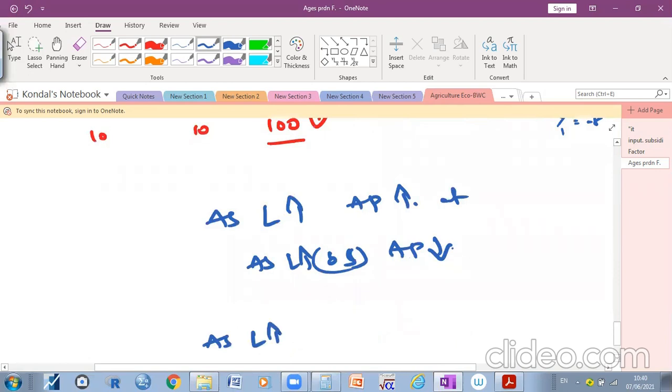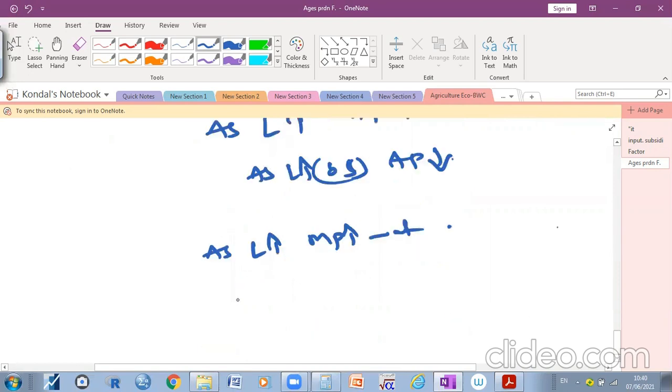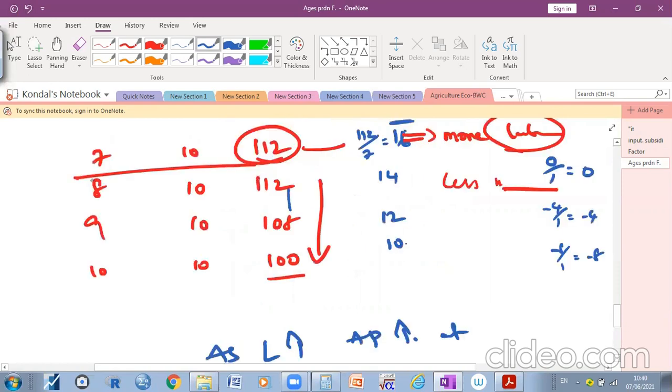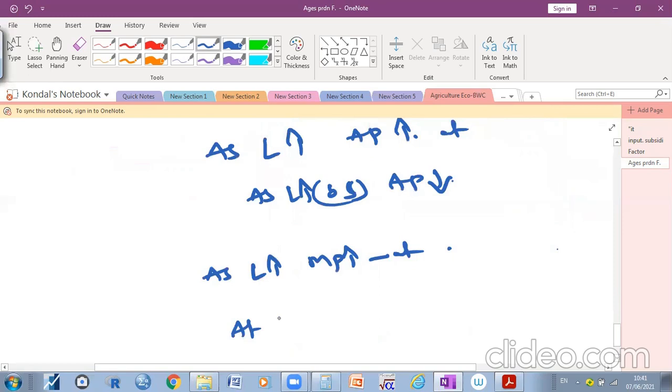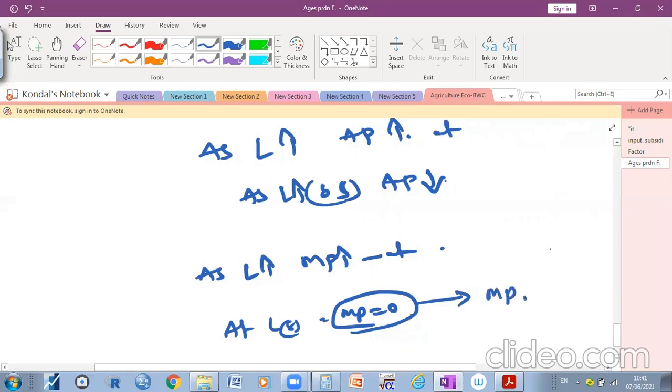as labor increases, marginal production increases only up to a certain level. So after that, at labor 8, MP is equal to 0. The marginal production is 0. It means that when we are employing an additional labor, the 8th labor, we will get marginal production of 0.